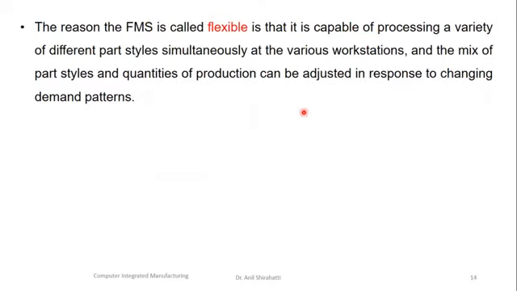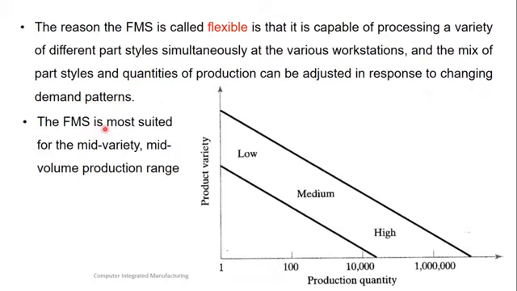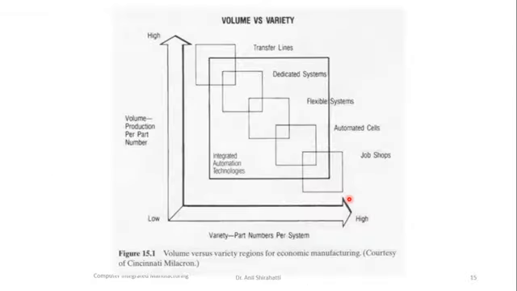Next, the reason FMS is called flexible is that it is capable of processing a variety of different part styles simultaneously at the workstations, and the mix of part styles and the quantities of production can be adjusted in response to changes in the demand pattern. So flexible manufacturing is most suitable for mid variety and mid range volume applications. So you can see we are more interested in mid level volume production, where we have enough variety and also the production quantity will be high.